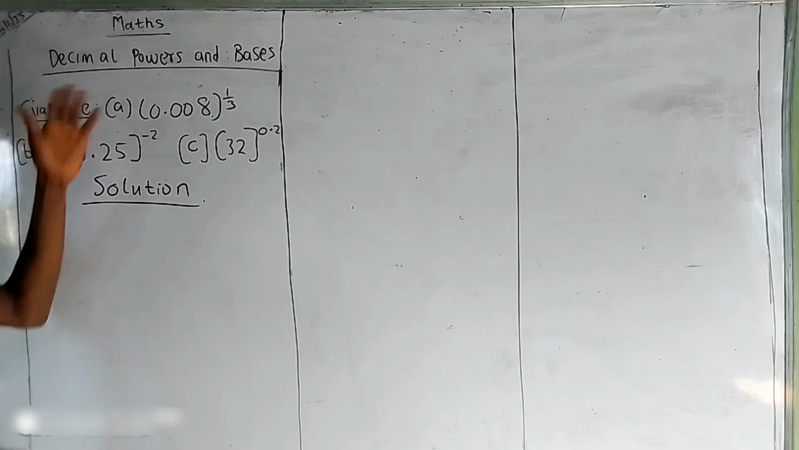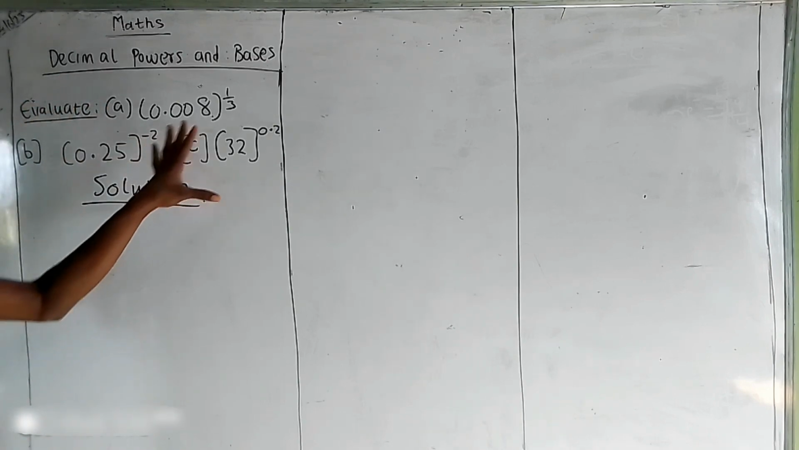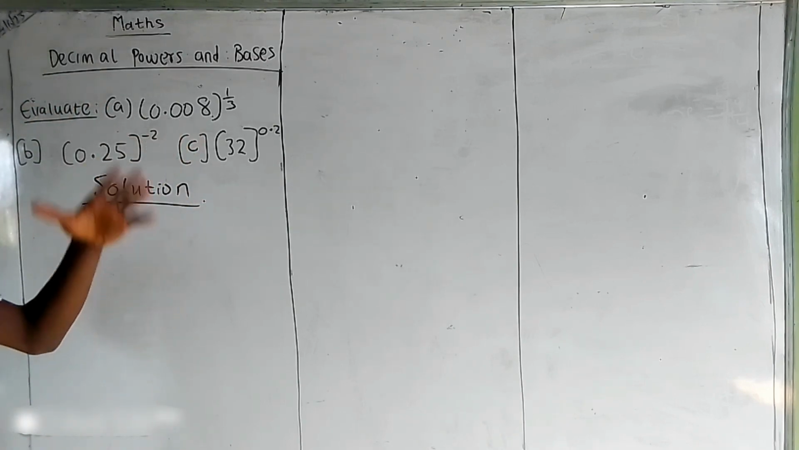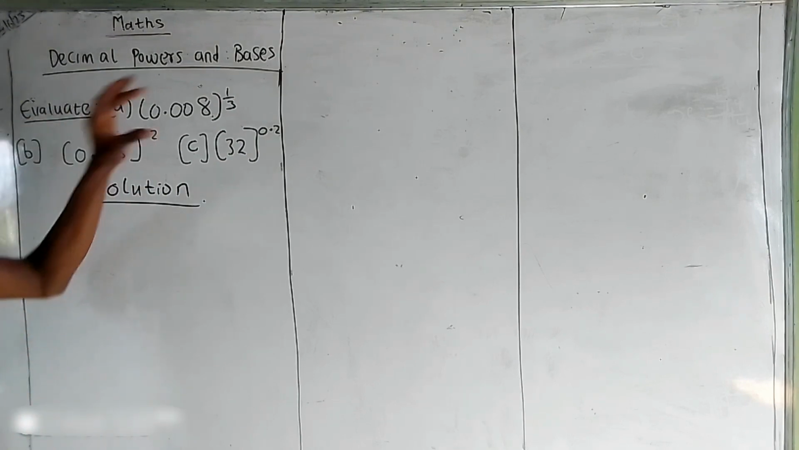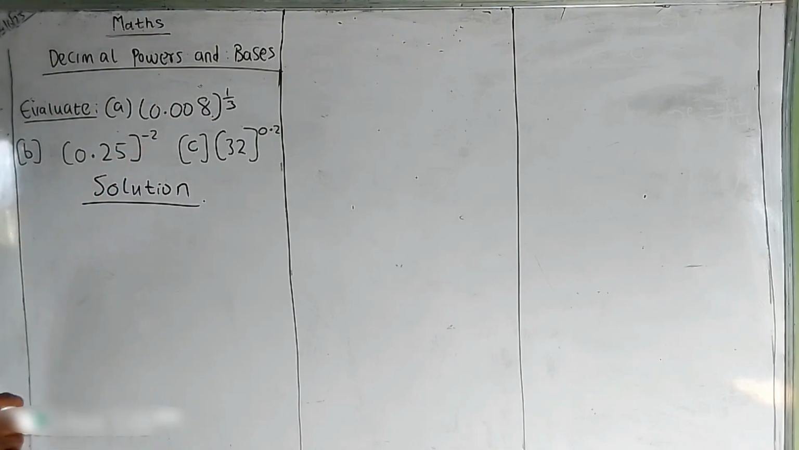summary of what this is all about. Sometimes they might express a particular given value in decimal and they want you to evaluate that value, and you have to use the knowledge of indices to solve it, because it usually has a power. So you need the knowledge of indices to solve it.